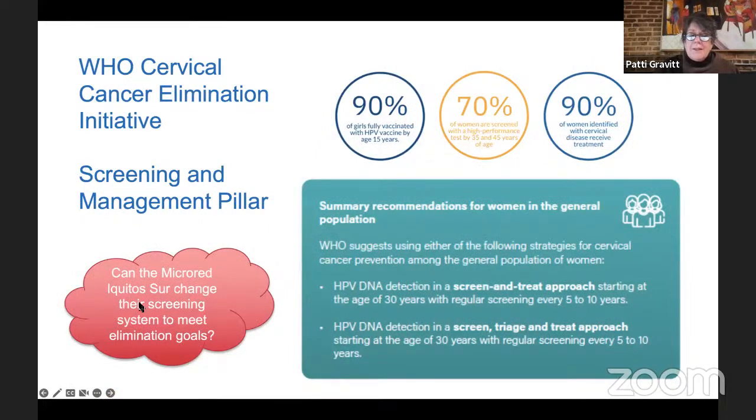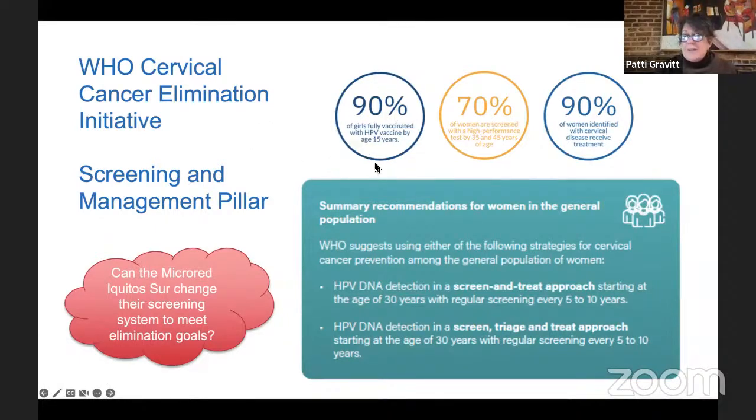What we did was to bring together the Microred de Iquitos Sur to ask whether they could change their screening system, which was apparently not preventing cervical cancer, to something that could be better aimed at meeting the recently applied WHO cervical cancer elimination initiative goals.